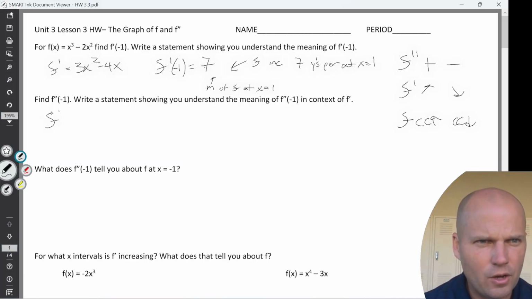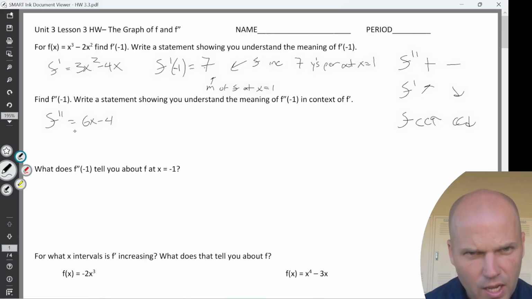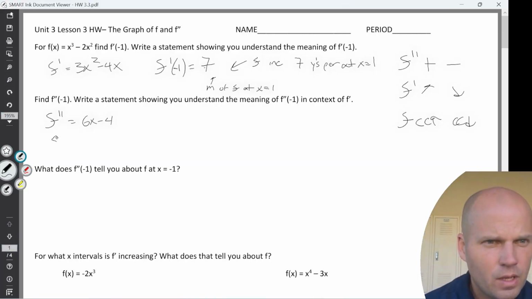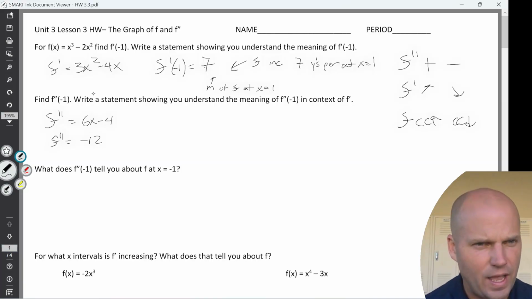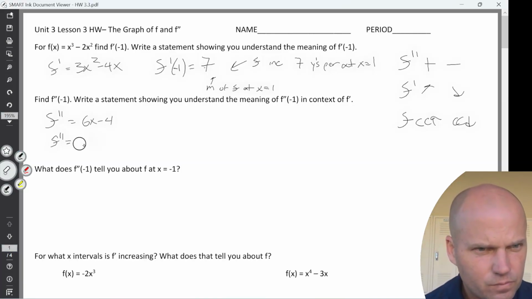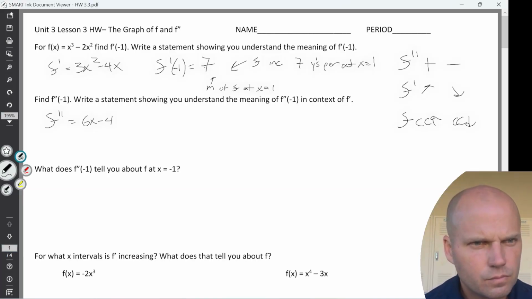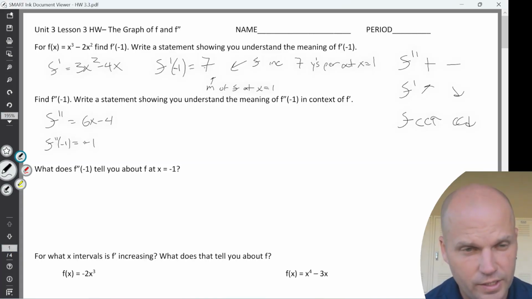Cool. Well, f double prime would be the slope of f prime. F double prime is the slopes of the slopes. This is -12 at -1. F double prime of -1 would be -10.